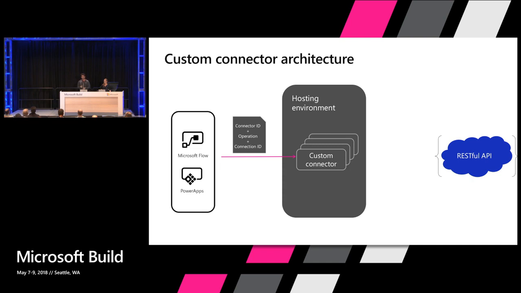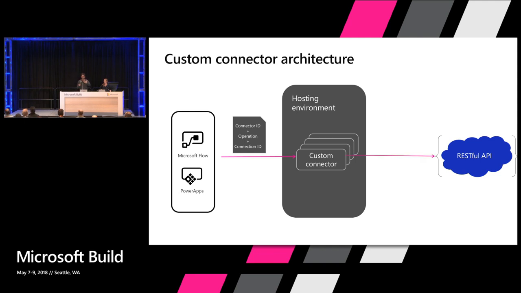When you create a custom connector, what really happens is we take your OpenAPI description of your RESTful API and then transform it such that it describes this wrapper that we have created as well. So again, Flow and PowerApps never really call or talk directly to your RESTful services.